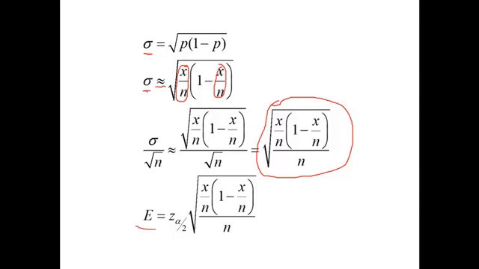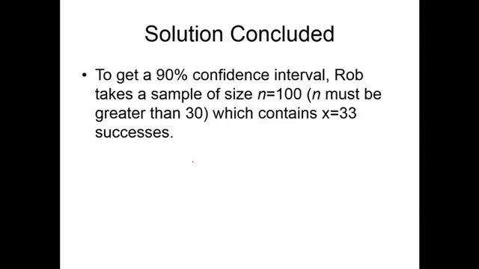And so we get this margin of error E, which is z sub alpha times the standard error of the mean. Okay, so to get a 90% confidence interval, Rob takes a sample of size n equal to 100, and n has to be greater than or equal to 30 for this to work.